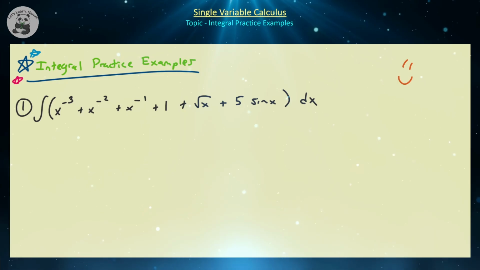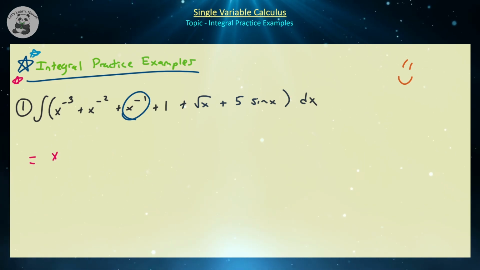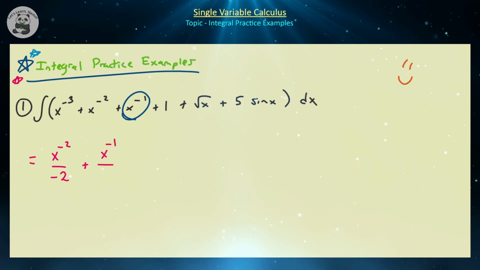So for powers, except for minus 1, we're just going to be adding 1 to that exponent and dividing by that new exponent. So the antiderivative of x to the minus 3 is going to be equal to minus 3 plus 1, that's going to be equal to minus 2, divided by minus 2. And then x to the minus 2 is going to turn into x to the minus 1 over minus 1. The antiderivative of x to the minus 1, which is the same as 1 over x, is the natural log of the absolute value of x. The antiderivative of 1 is going to be x.